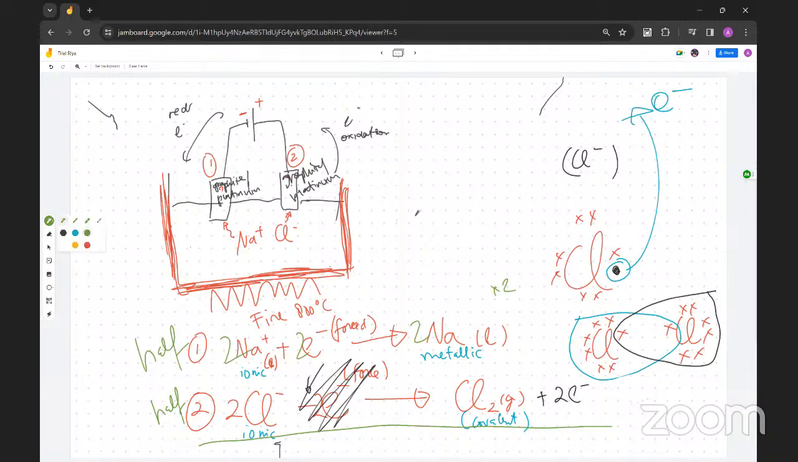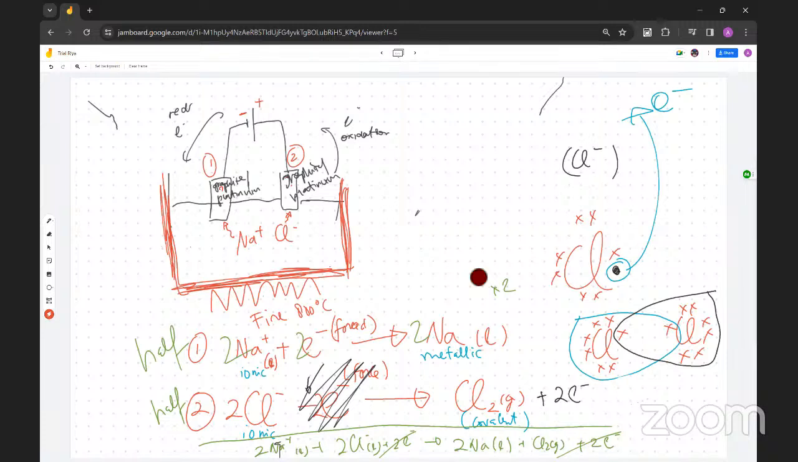Quite simple. You'll have 2 Na plus 2 Cl minus. The 2 electrons, you will see later, will cancel each other. Okay, so there will be no 2 electrons, it's kind of hidden. Now you have 2 Na liquid plus Cl2 gas. This is in liquid form and this is in gas form.